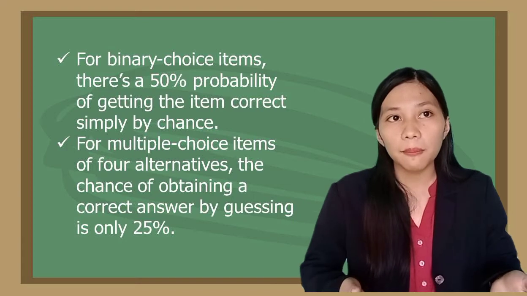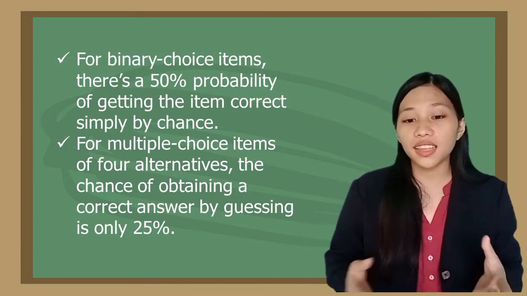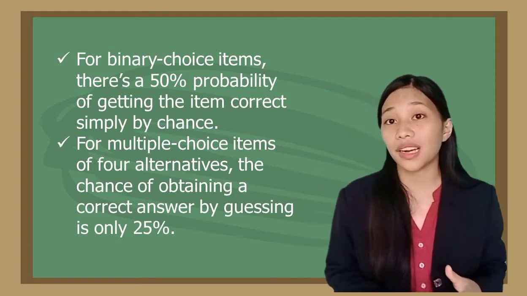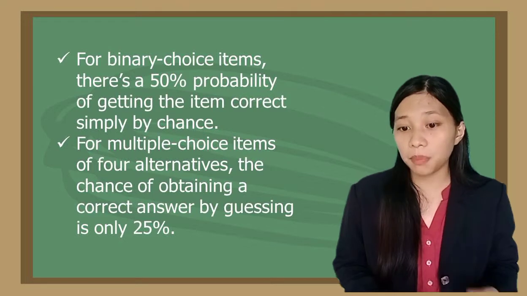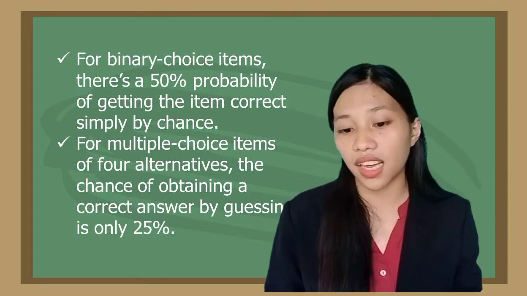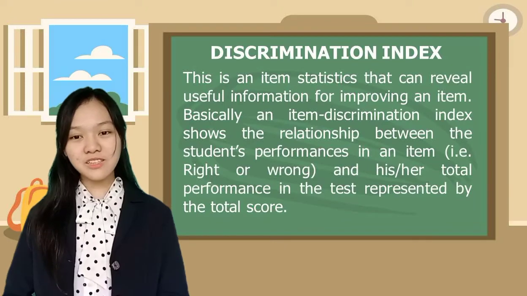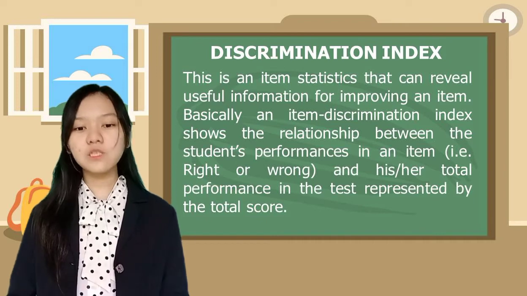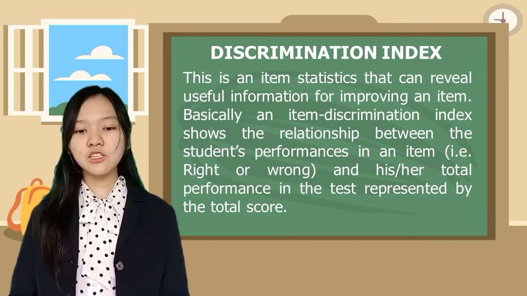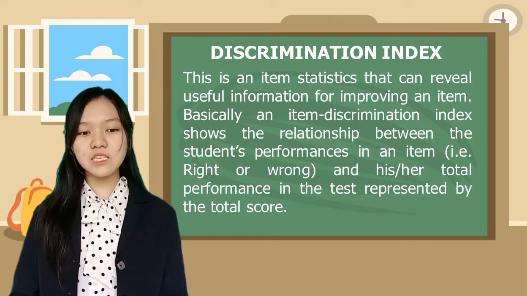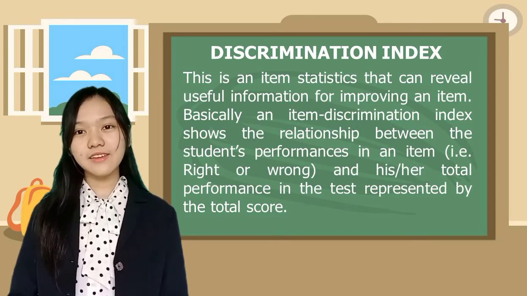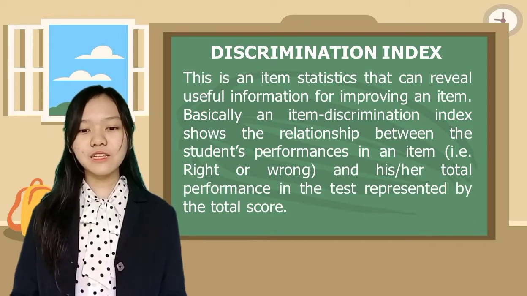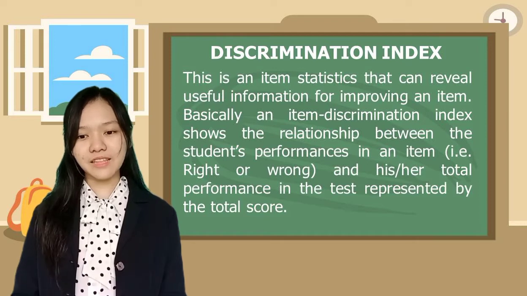This is the positive side of multiple choice over the binary choice item for teachers. The probability of getting a high score by chance is reduced. As mentioned earlier, the power of an item to discriminate between informed and uninformed groups, or between more knowledgeable and less knowledgeable learners, is shown using the item discrimination index or D. The discrimination index is an item statistic that can reveal useful information for improving an item.